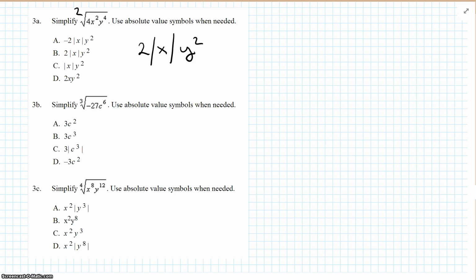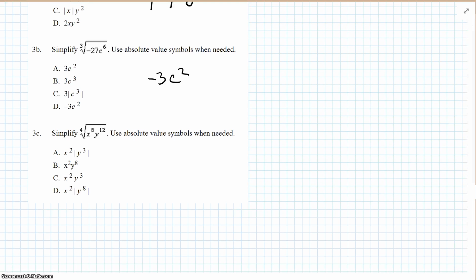Okay, next one. Cube root of -27 c to the 6th. So the cube root of -27, where I've shown, is -3. Cube root of c to the 6th, 3 goes into 6 two times, so -3c squared. Do not need absolute value signs because it was an odd index.